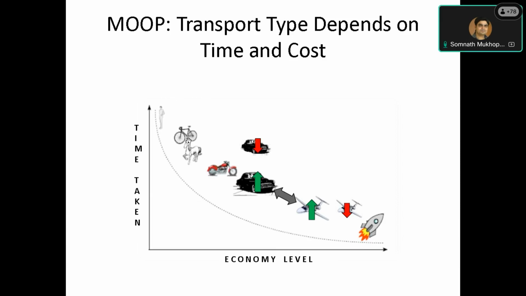more cost using a bike, a two-wheeler, more cost in a four-wheeler, more cost in a helicopter, and so on and so on. So in this way, the economy level is increasing towards the x-axis, and the time taken is decreasing. So these two objective functions, the time and the economy, are conflicting in nature.